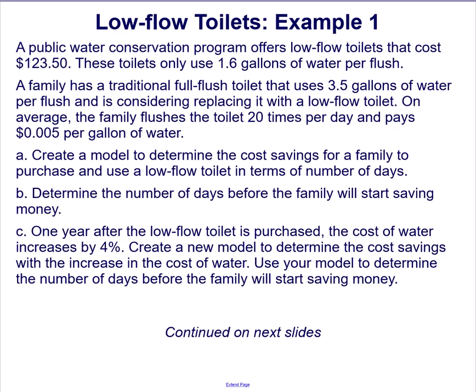There's 3 parts to this problem we're going to consider. Part A, we want to create a model to determine the cost savings for a family to purchase and use a low-flow toilet in terms of the number of days. B, we want to determine the number of days before the family will start saving money. Part C, this is an extension. 1 year after the low-flow toilet is purchased, the cost of water increases by 4%. Create a new model to determine the cost savings with the increase in the cost of water. Use your model to determine the number of days before the family will start saving money.